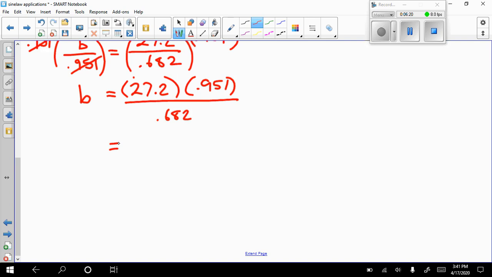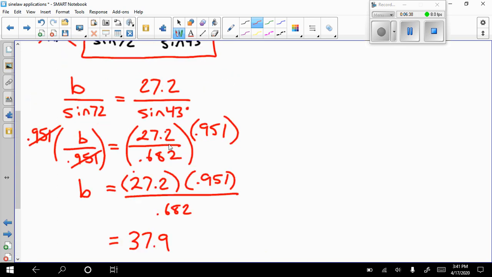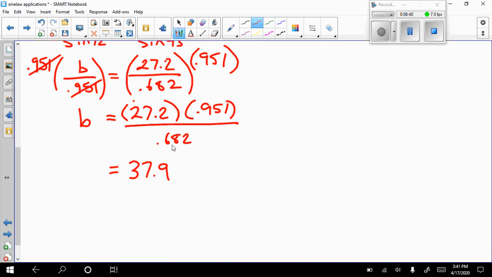Okay, here we go. Let's type it in. 27.2, I'm doing it on my calculator. Hopefully you can follow along with me, times 0.951 divided by 0.682 equals. And I get an answer of 37.9. And so 37.9 centimeters is my final answer. Okay, so that's an application of sine law.